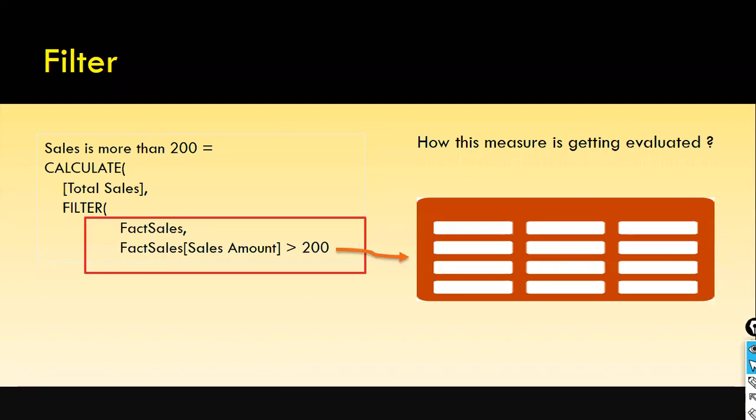Please remember that using the calculate table function, you can modify the filter context, you can add an additional context to an existing expression. Whereas in the case of the filter function, it simply creates a subset of the data.